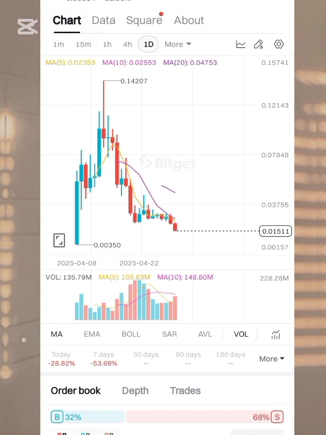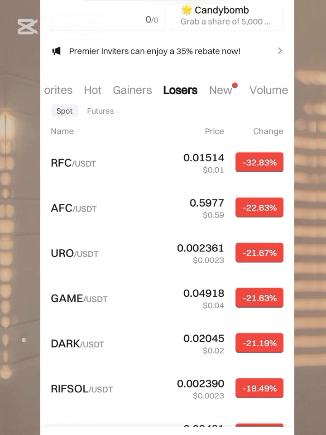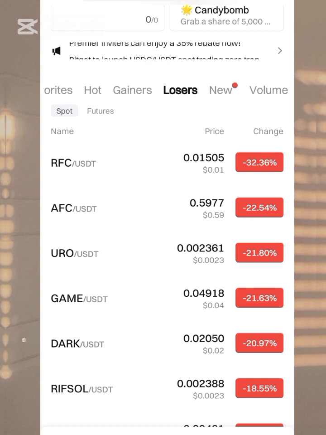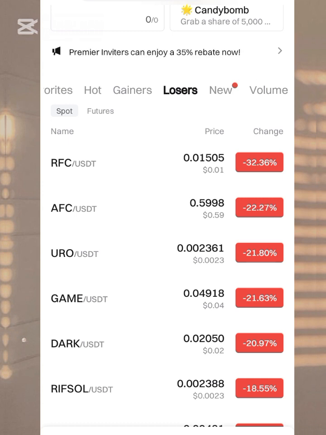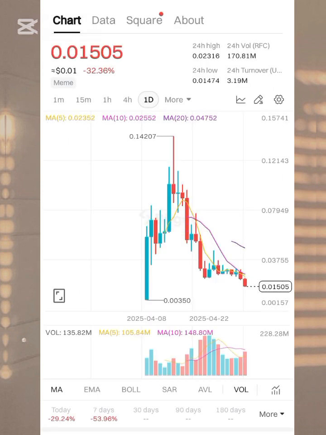So if you are getting in, if you are buying now, we're expected to see a reversal very soon. How many percent has it lost? It has lost 32%. So if you buy at this point, 0.01509, if you buy RFC at this point, we're expecting it to go back at least to the entry. That's we will be gaining 30%. So if I had $10 and I gain 30% of my balance, that's $3. So I'll be having $13 if this reverses.